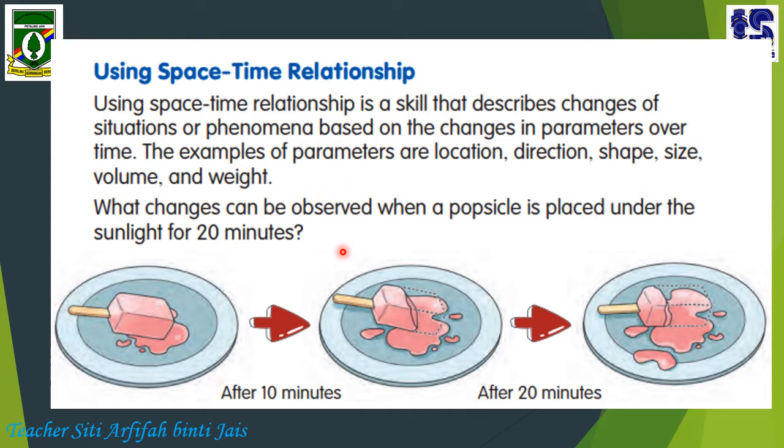Look at this diagram. This can be found in your textbooks. What changes can be observed when a popsicle is placed under the sunlight for 20 minutes? This is the initial condition. After 10 minutes, this is the condition, and this is the condition after 20 minutes. Can you identify what is the parameter that had changed?